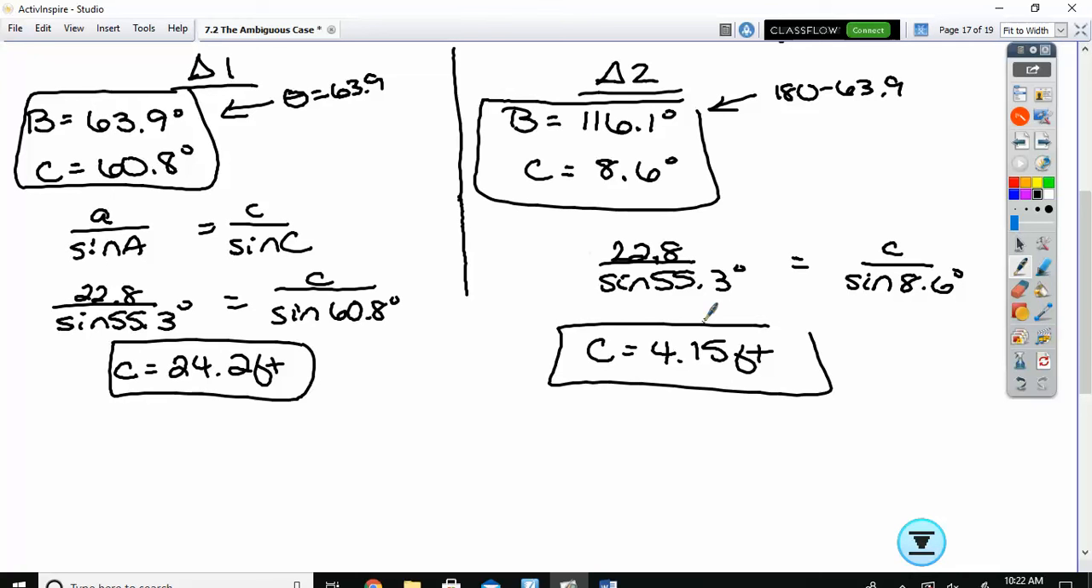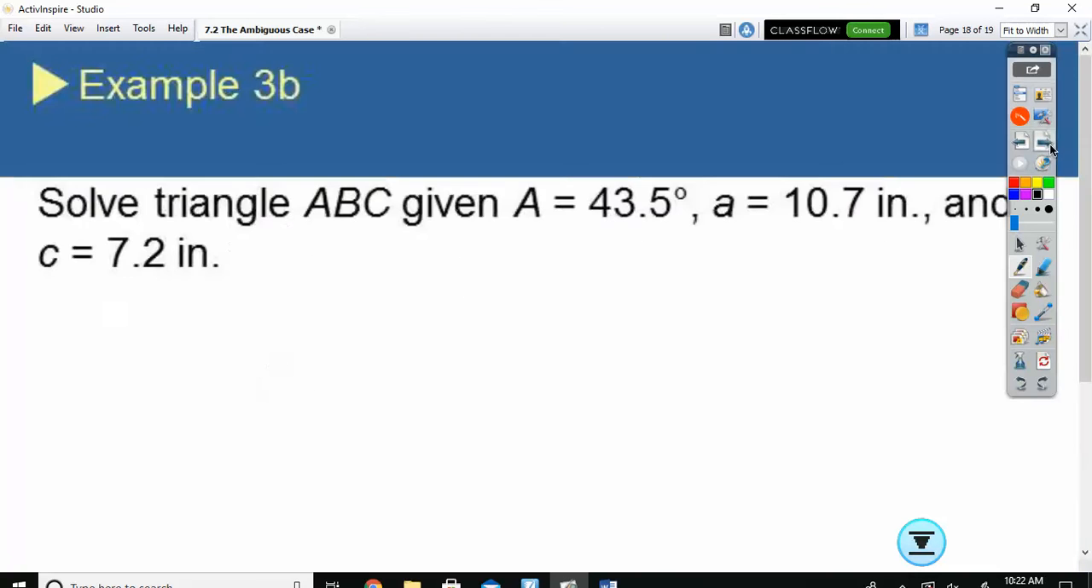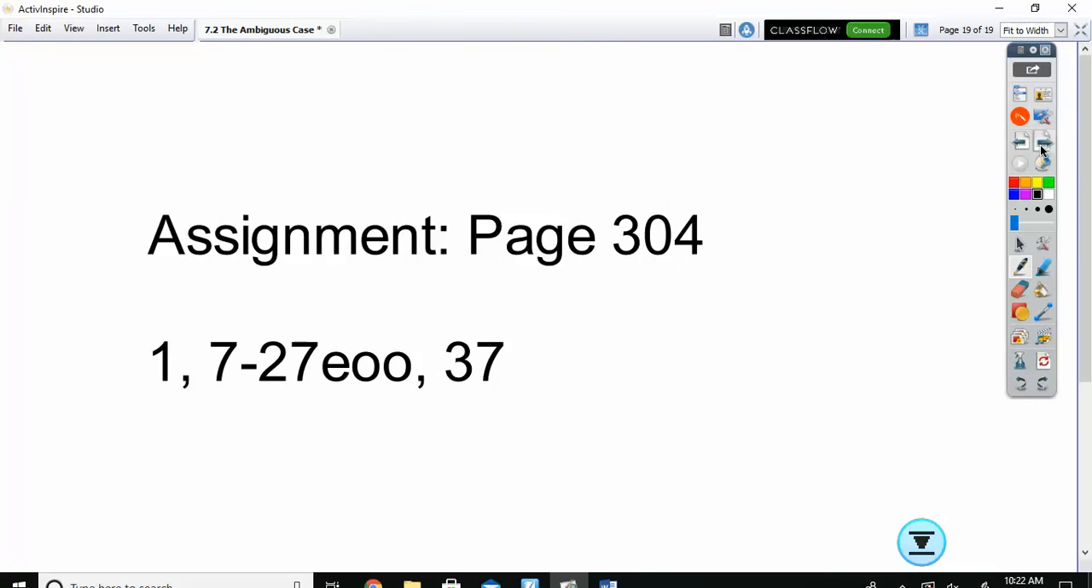So I am stopping here. So this is the assignment. Again, odds, but you have to have work to support your answers. Don't just write down the final answer.